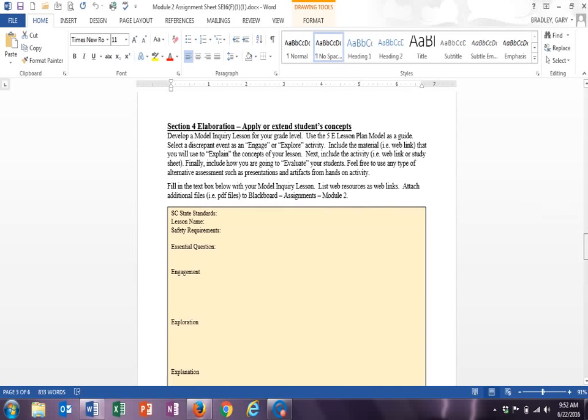All right, let's take a look at section number 4. We're talking about elaboration. We're talking about extending or applying what we have just learned.